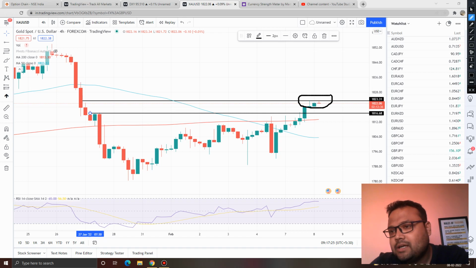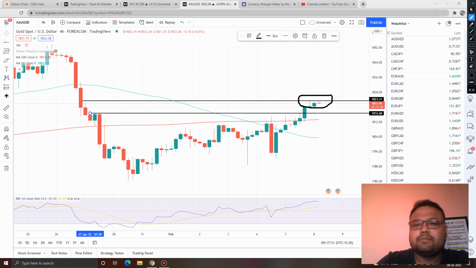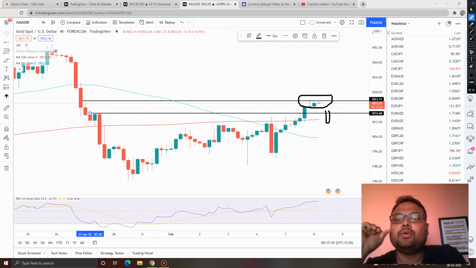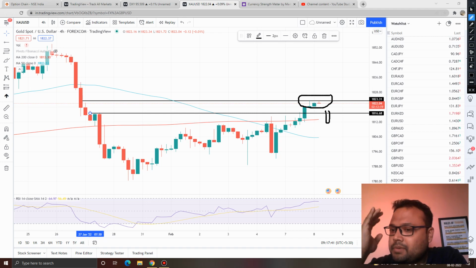And if the market comes down also, then 1816 level may act as support, and if the market breaks it, then there may be some selling. I don't know about the role of the 200 period moving average. I'm not sure as yet, but yes, there may be some selling on the gold as well. So that's a personal call.